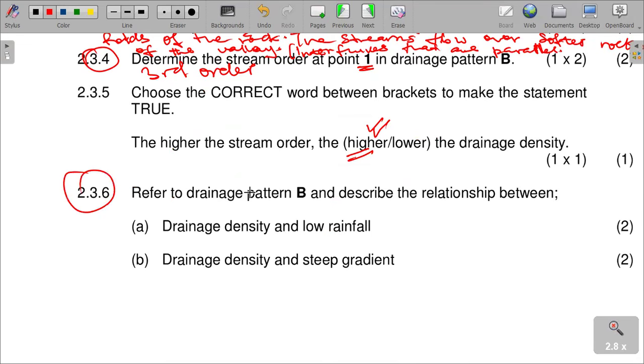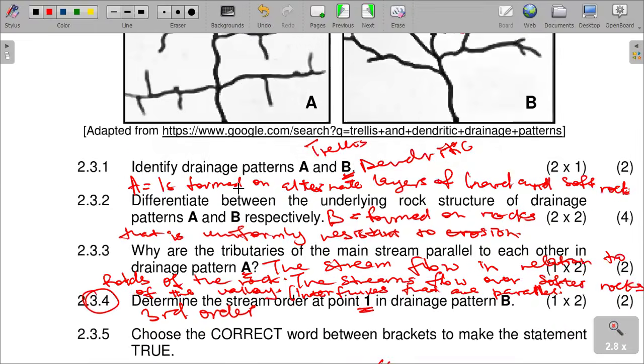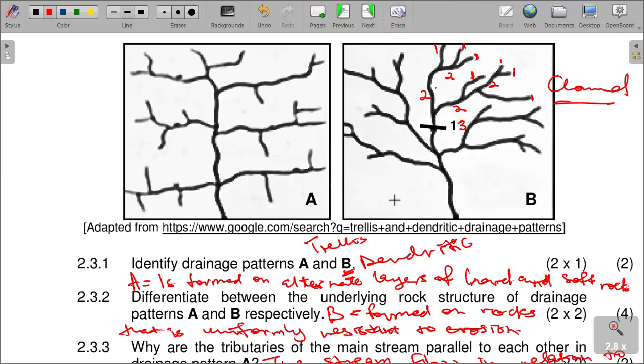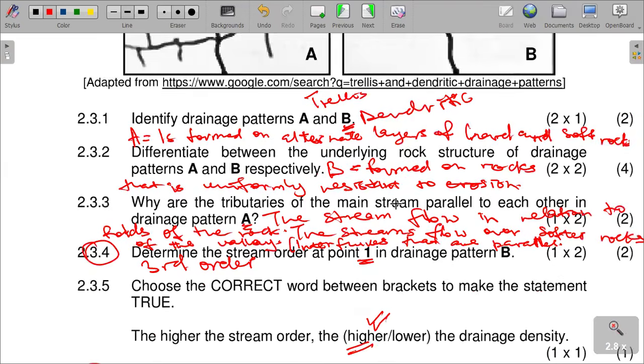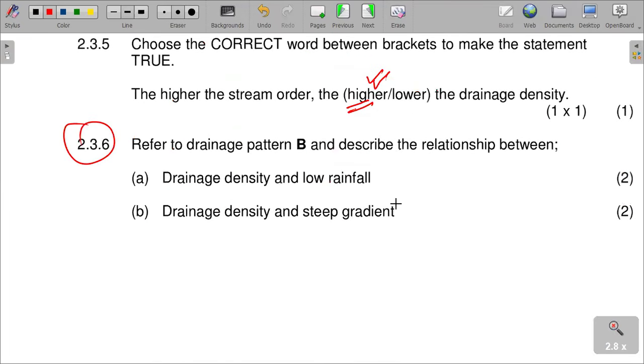2.3.6: Refer to drainage pattern B and describe the relationship between drainage density and low rainfall. Drainage density and low rainfall. Question, stream density B. We are saying density B, this is the what? Dendritic drainage pattern. So we are saying describe the dendritic drainage pattern in relation to its drainage density and low rainfall total.